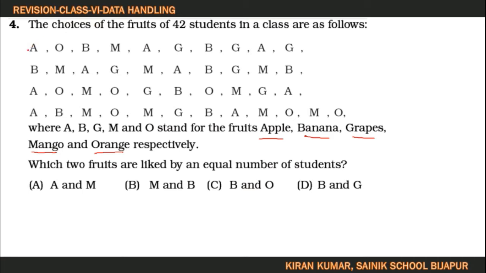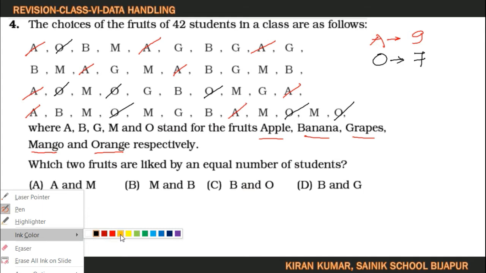First, let me cross out these apples. 1, 2, 3, 4, 5, 6, 7, 8, 9. So the number of students who like apple is 9. The number of students who like oranges, let me cross that with a black ink. 1, 2, 3, 4, 5, 6 and 7. The oranges 7.